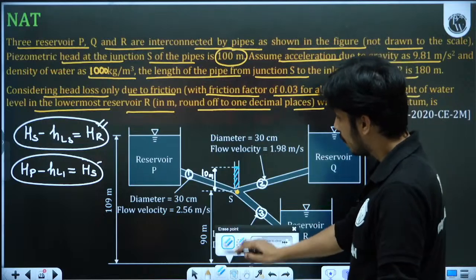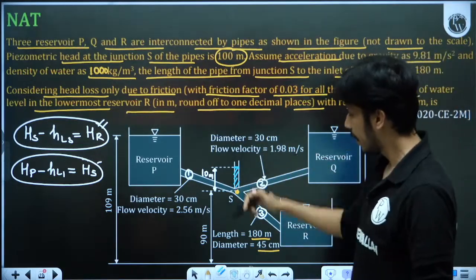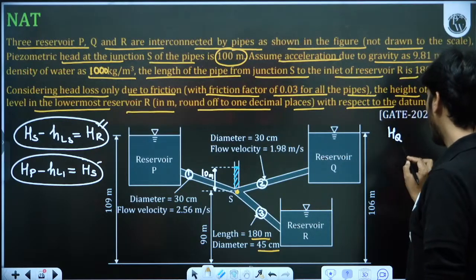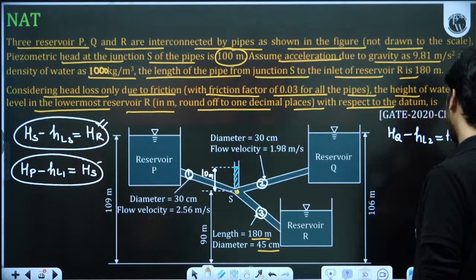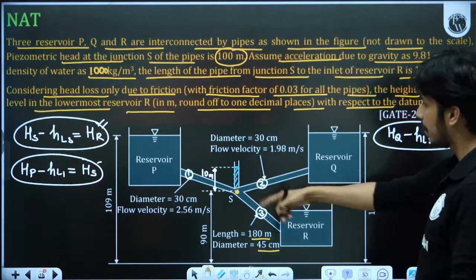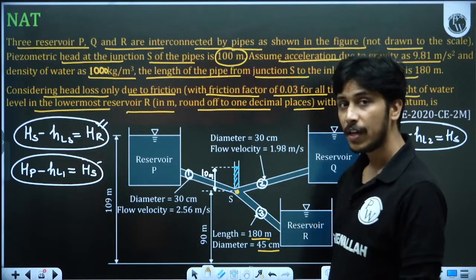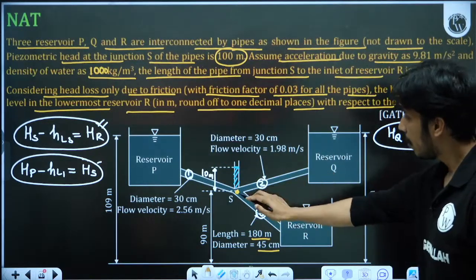Here we have given this is 90 plus 10, 100, this is 106. So here head is more, the flow will go here. If the flow will go here, then HQ, head at Q, that is 106 minus head loss in pipe 2, that will be head at S. Because here it is given that HS is 100 and this is 106. If the total head at S is not given, then we are not sure whether the flow will go from Q to S or S to Q.